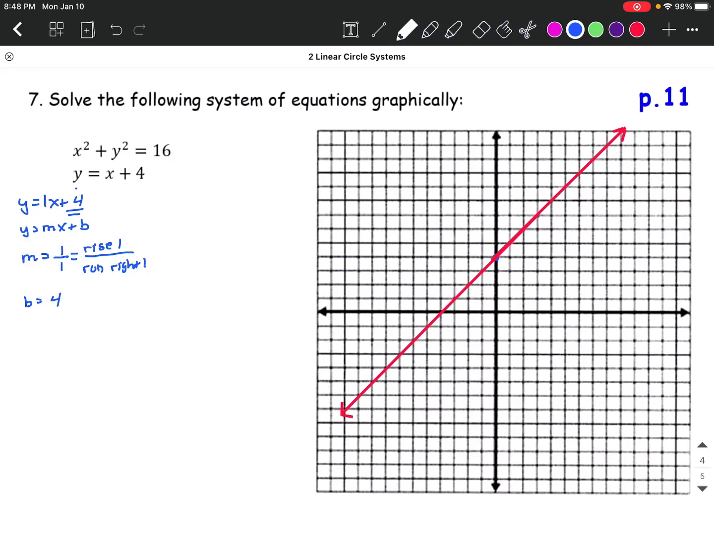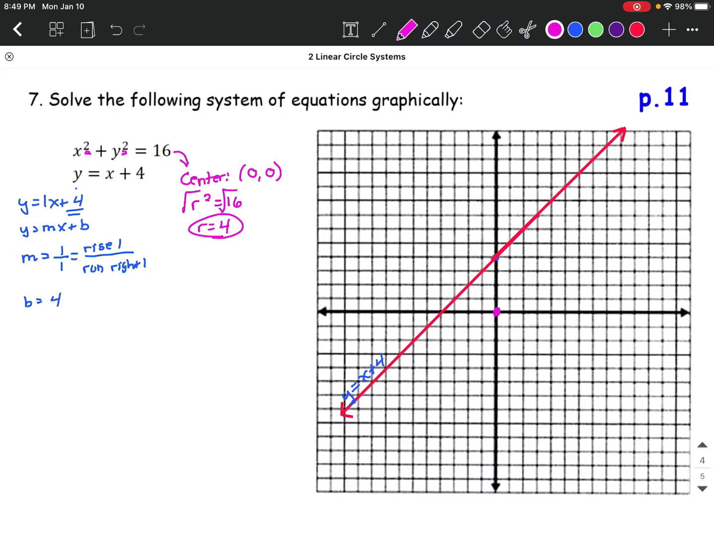Write the equation. Y equals x plus 4. Now let's take a look at this one. X squared plus y squared. That's a circle. So I need the center. I'm not taking anything away from x. I'm not taking anything away from y. So my center is at 0, 0. I'm going to put a dot there. My radius, r squared, is 16, which means my radius is the square root, or 4.